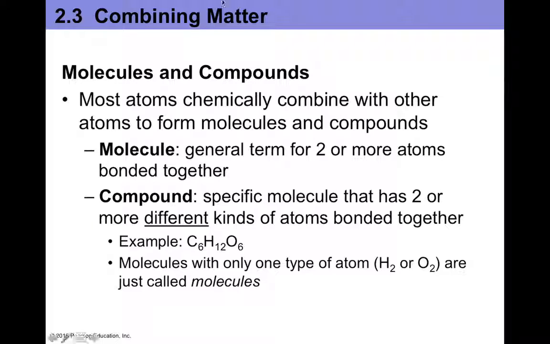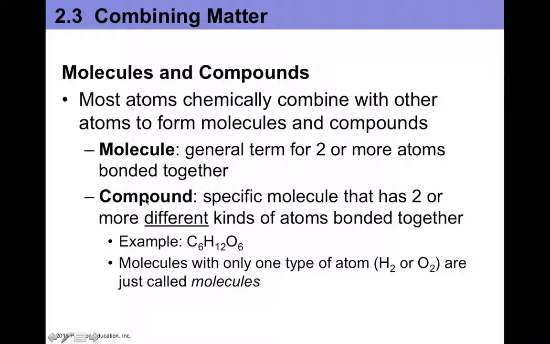Okay, so in this video we're going to talk about matter in different types of states. So earlier we talked about atoms, and atoms were the fundamental building blocks of our world. And when atoms are chemically bound together, they can form either molecules or compounds. A molecule technically is two or more atoms that are bonded together, and it's more of a general term. But a compound is a specific molecule that has two or more different types of atoms.